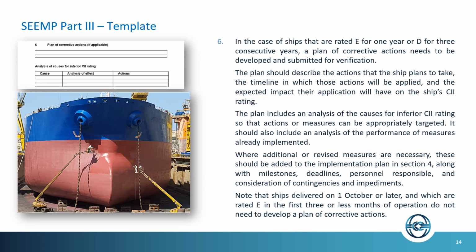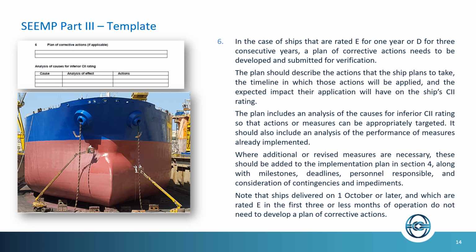In the case of ships that are rated E for 1 year or D for 3 consecutive years, a plan of corrective actions needs to be developed and submitted for verification, and this forms Section 6 of SEEMP Part III. The plan should describe the actions that the ship plans to take, the timeline in which those actions will be applied, and the expected impact their application will have on the ship's CII rating.